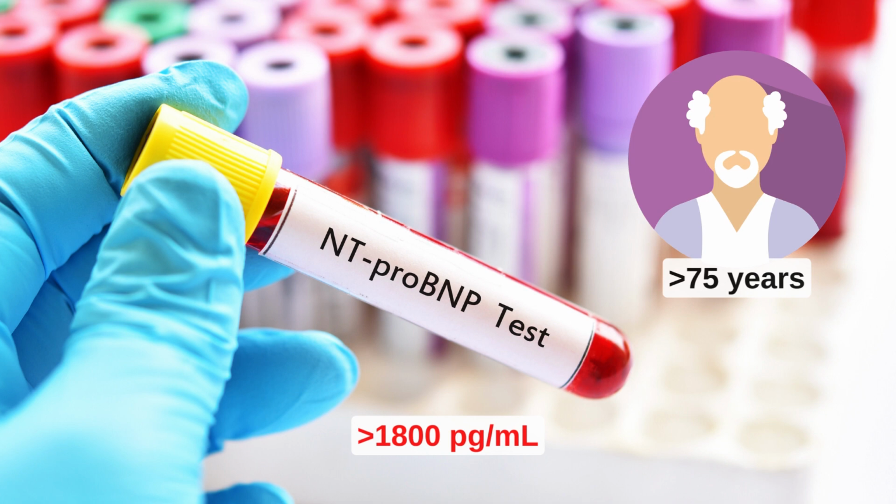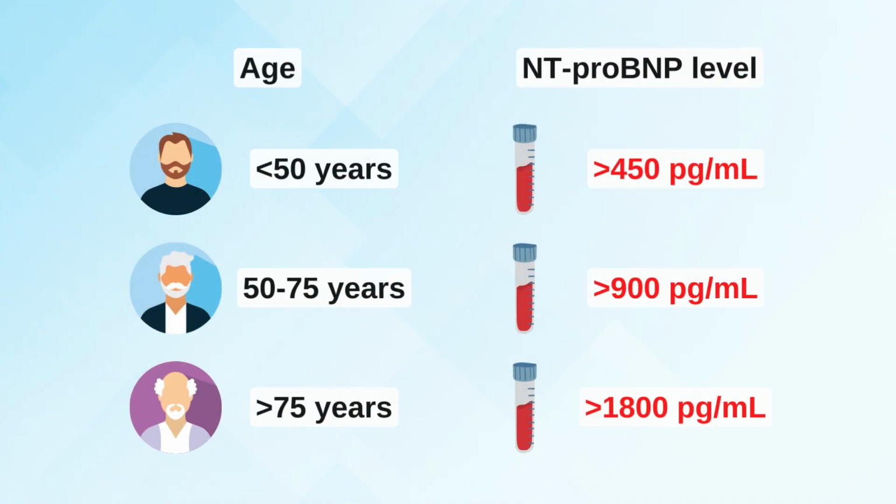So we see that with age, this NT-proBNP level will increase normally, so naturally. That means below 50 years of age, we have a level that is more than 450. 50 to 75 years, we have more than 900. And more than 75 years of age, we have more than 1,800.